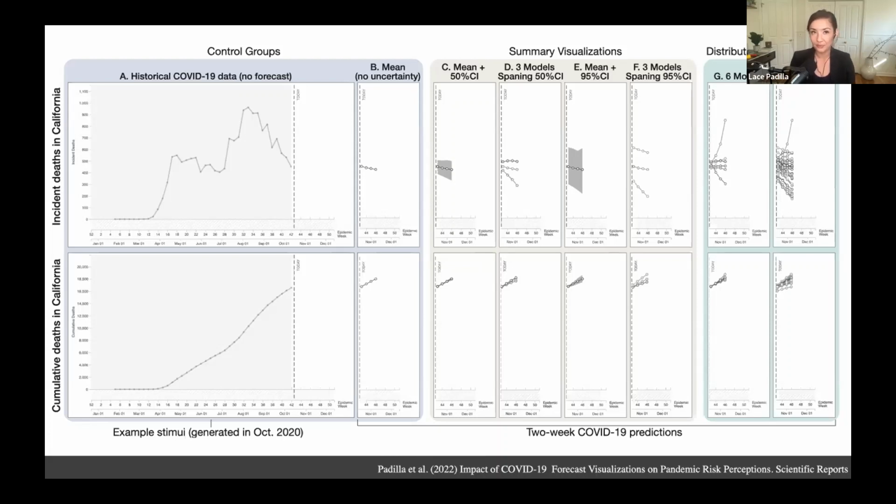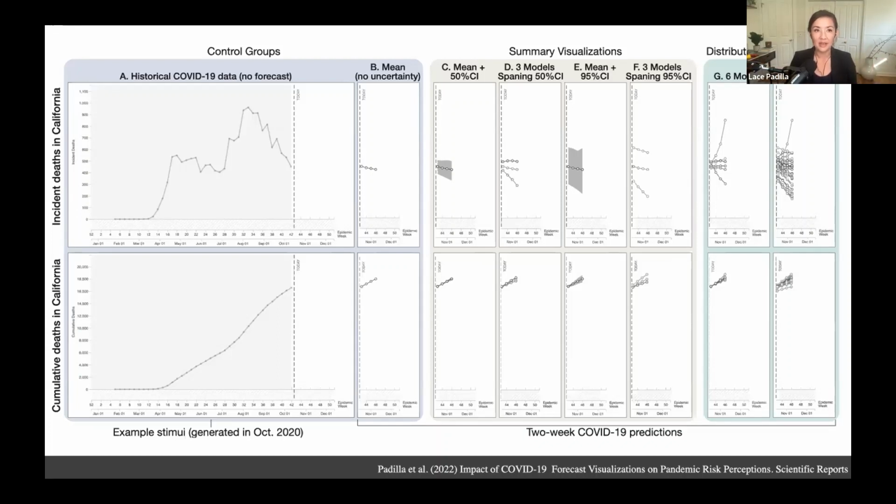So what we did is we created stimuli in October of 2020 for people in California. And we have some different categories of groups that we looked at. First of all, we had some controls. First, we had a control that had no forecast information at all, just the historical data from California. We had a version with the mean and no uncertainty. We also had some summary visualizations that I've talked about at length at this point, and some distributional visualizations as well. These visualizations were honestly just those that were convenient for us to test immediately, assuming again that COVID was going to disappear. This is real COVID data. We didn't manipulate anything about it. These are the actual forecasts in their unmanipulated form.